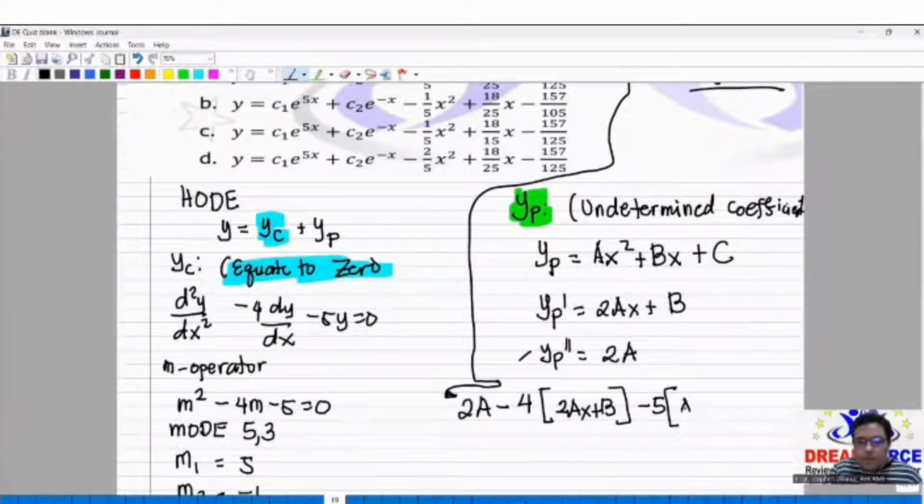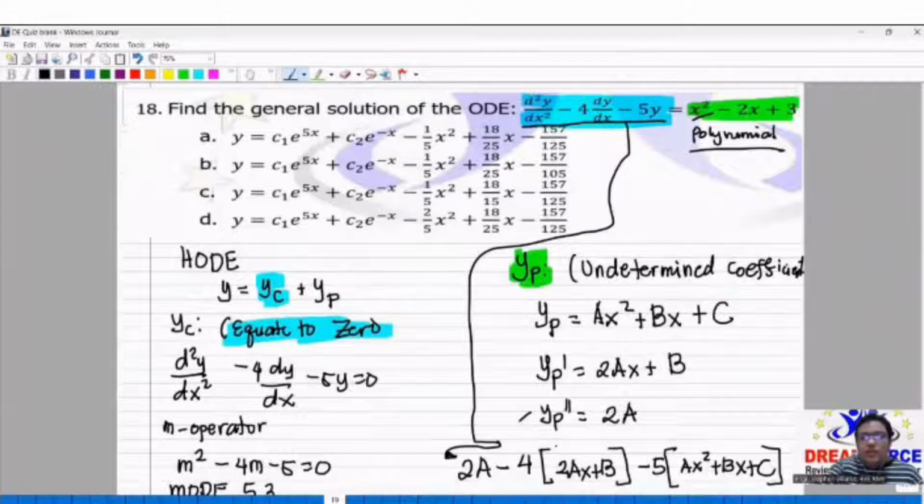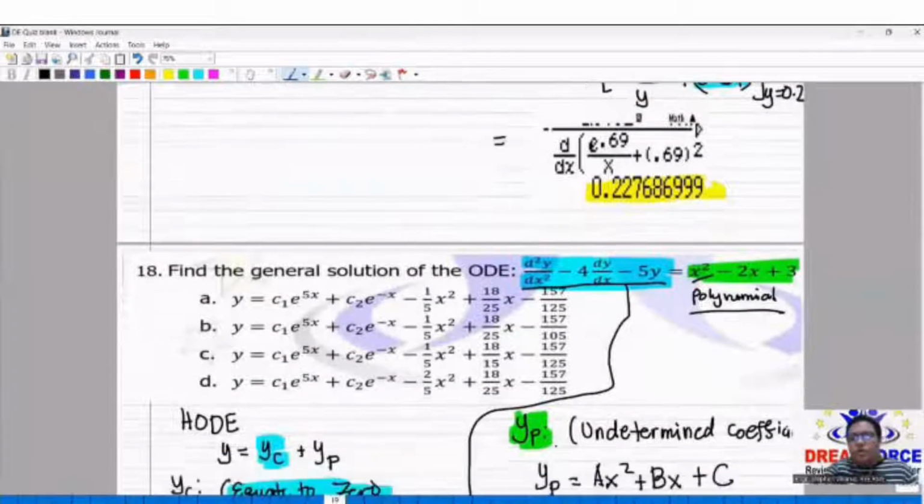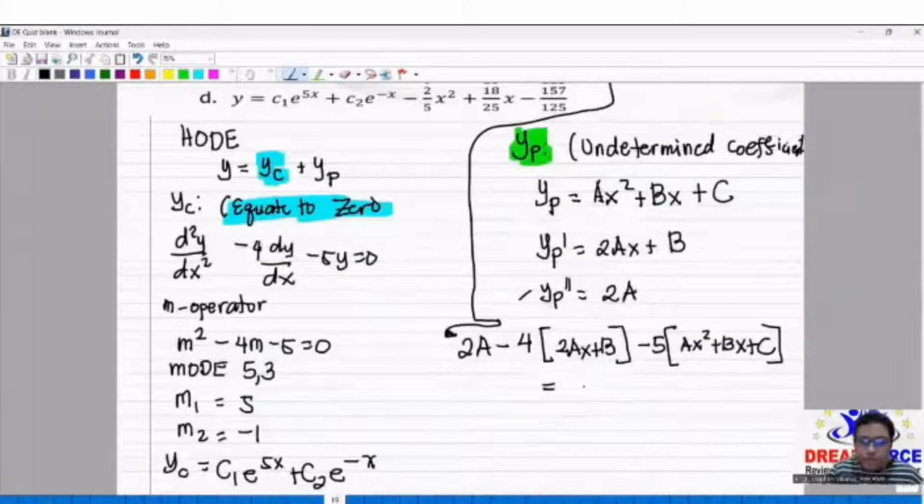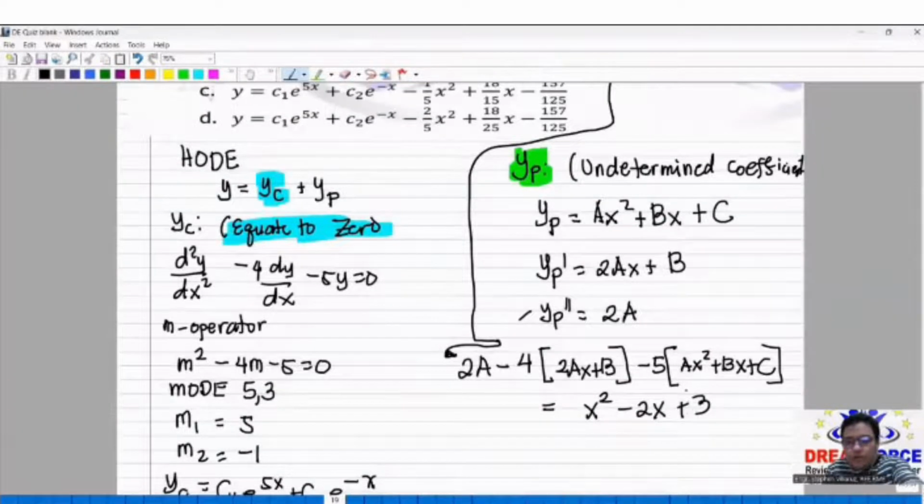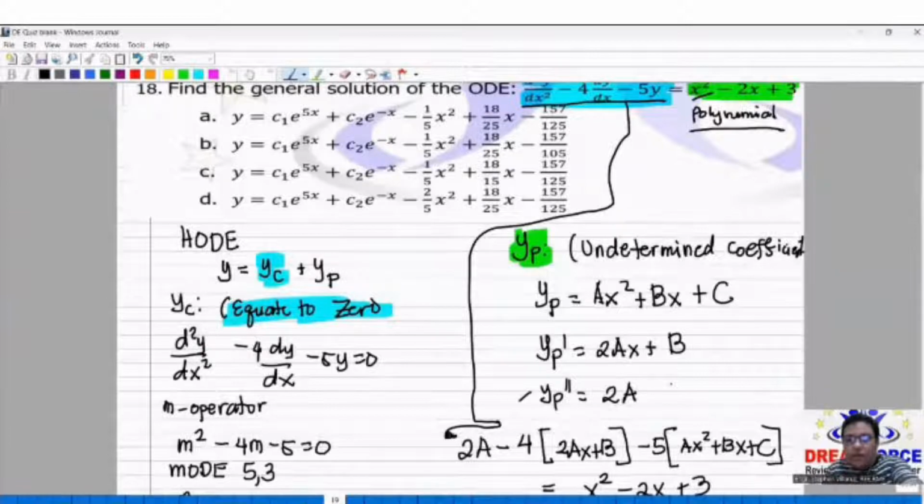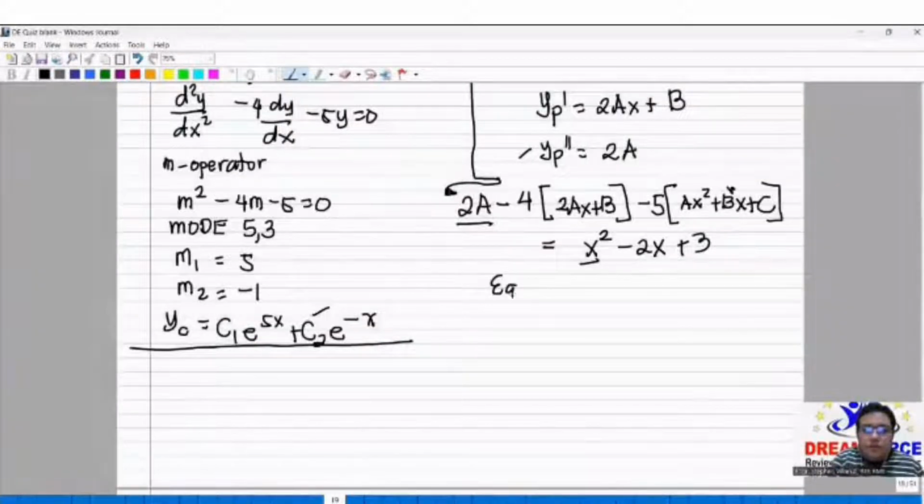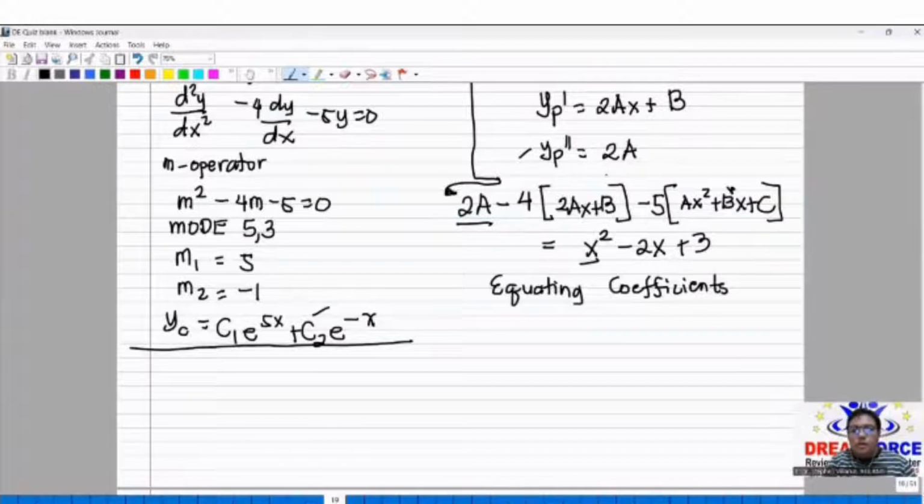Okay, so this is ax squared plus bx plus c. Then, equate natin yan sa right side ng equation. So, x squared minus 2x plus 3. Ayan. So, anong gagawin na natin dito? Okay, mag-equating coefficients na tayo. So, equate natin yung coefficients ng bawat mga terms natin.